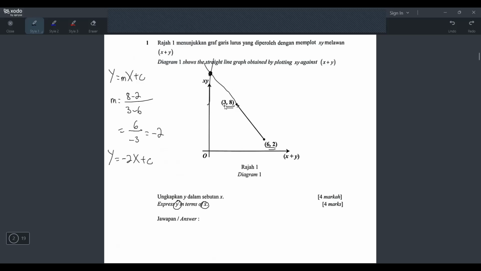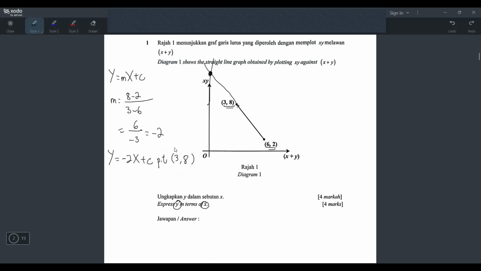So what you have to do is substitute any point that passes through the line, right? And you will substitute inside the big X and the big Y. So I will write PT here. PT stands for passes through, and you substitute any point that passes through. So let's say I use 3, 8, right? You can also use 6, 2. You will get the same answer. Just make sure you use a point that passes through.